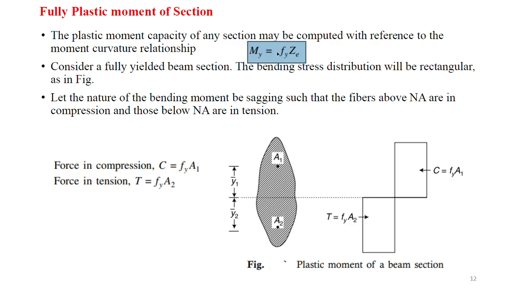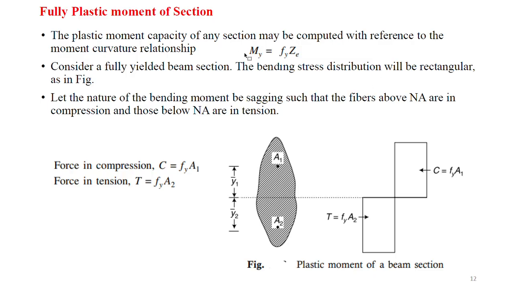By using the flexural equation, M by I is equal to F by Y is equal to E by R, we can derive the moment curvature relationship. From there we can see here My is equal to yield stress, My is equal to Fy into Z. This is regarding the maximum yield stress. Consider a fully yielded beam section. The bending stress distribution will be rectangular as shown in the figure.